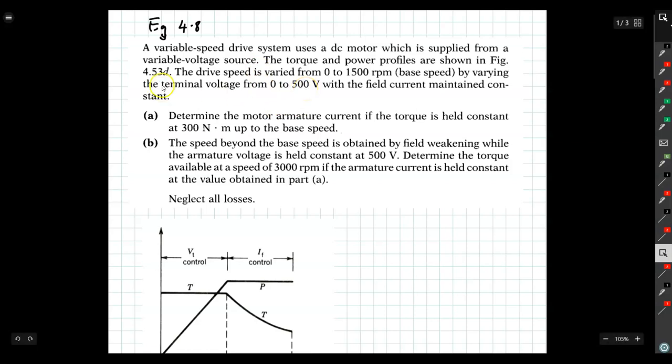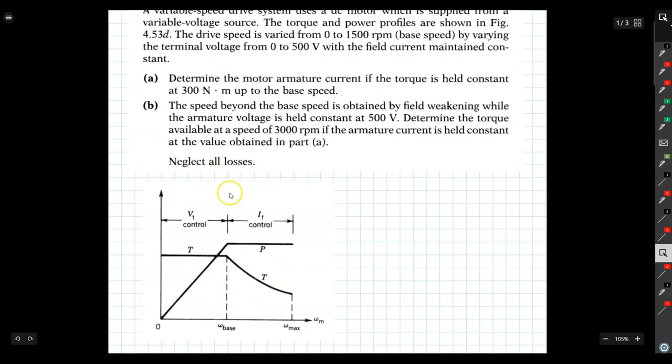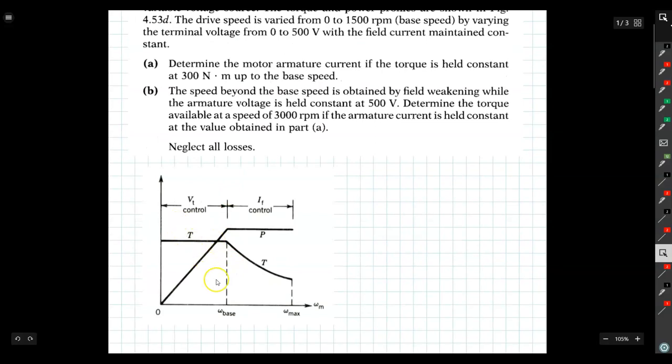Torque and power profiles are shown in figure 4.53D, which is shown here, similar to what we have discussed just now. From 0 to base speed, we vary the terminal voltage, VT. And once we reach the maximum power here, we can no longer increase the voltage in order to increase the speed, and the speed is therefore increased by reducing the field flux, which is by reducing the field current, where we control the field current here. This is the constant torque region and this is the constant power region, or the flux weakening region.